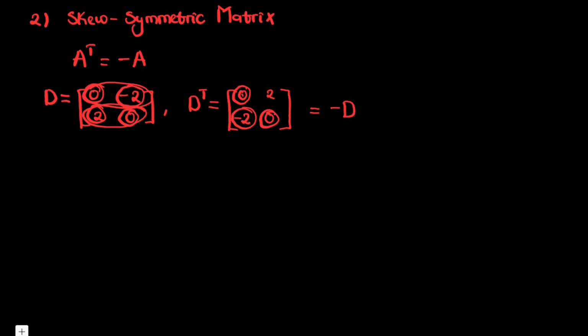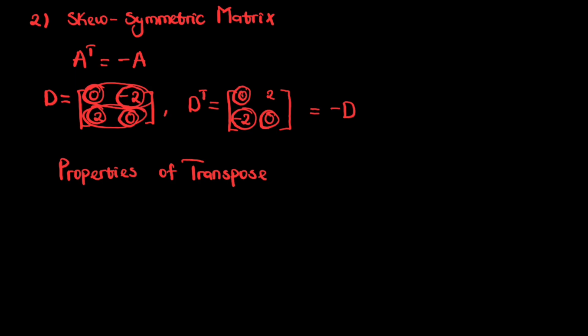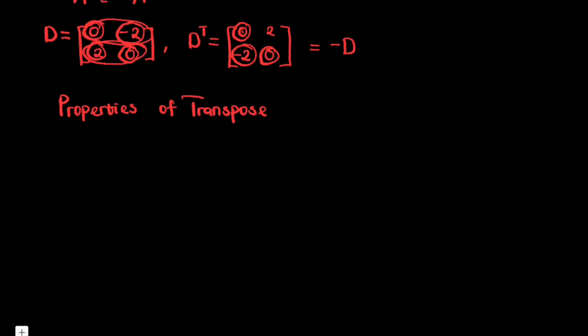So that's what you need to know for that. And there are some properties of the transpose matrix. So now we have properties of transpose. The transpose has some powerful properties. These are things that you need to know. So let's verify them with examples. Let's have the first property.